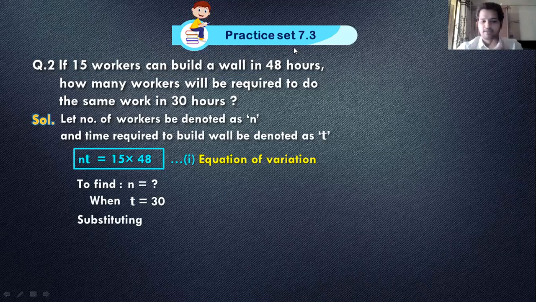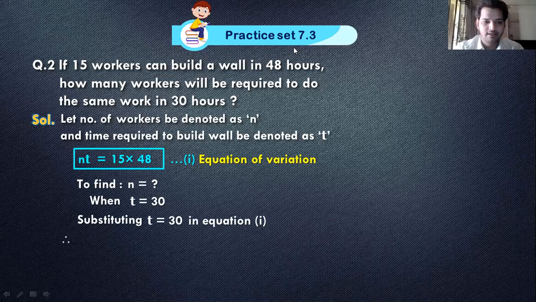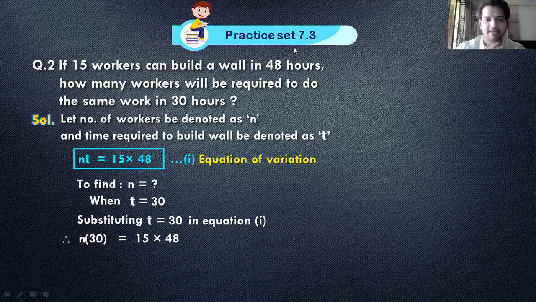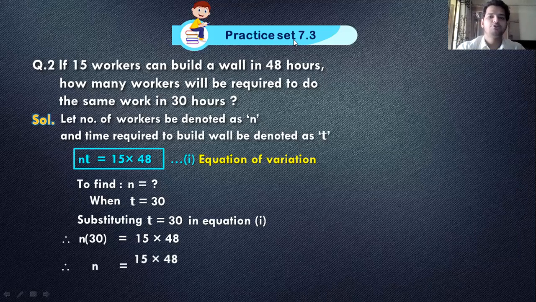So substituting t is equal to 30 in equation number 1, we get n into t. What is the value of t? 30 is equal to 15 into 48. Now ask yourself, whose value we have to find? n. n और 30 क्या हो रहा है? Multiply. So when you shift it on the other side, it will become divide by 30. Correct. So you will get n is equal to 15 into 48 divided by 30.